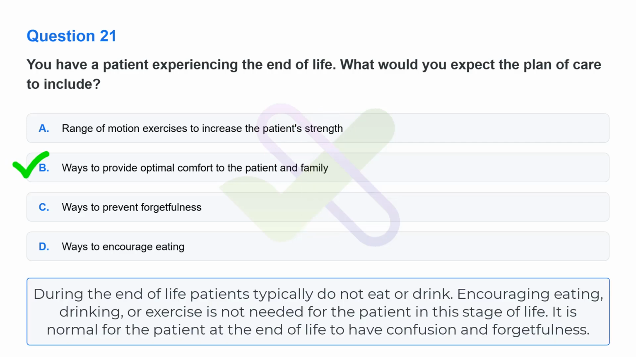Correct answer, B. Ways to provide optimal comfort to the patient and family. During the end-of-life, patients typically do not eat or drink. Encouraging eating, drinking, or exercise is not needed for the patient in this stage of life. It is normal for the patient at the end of life to have confusion and forgetfulness.